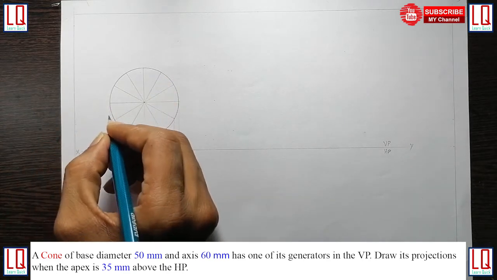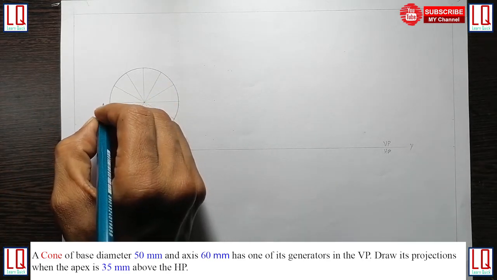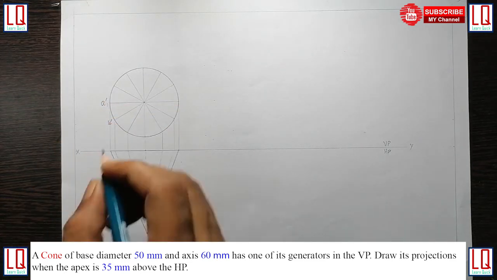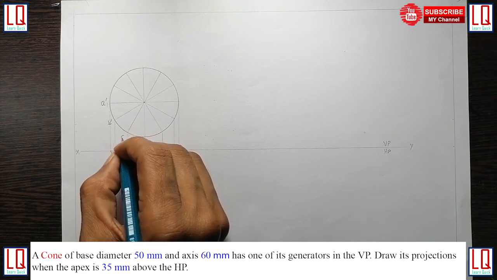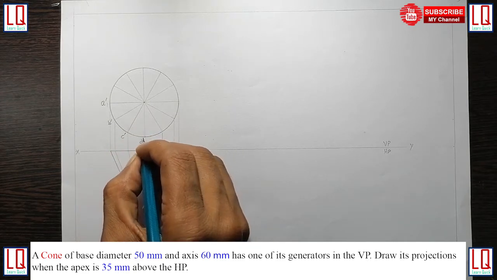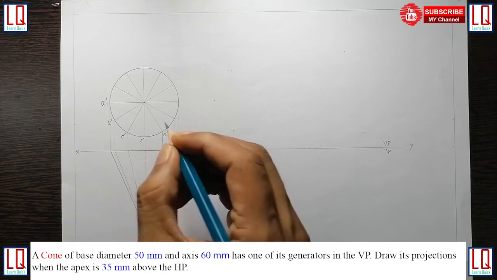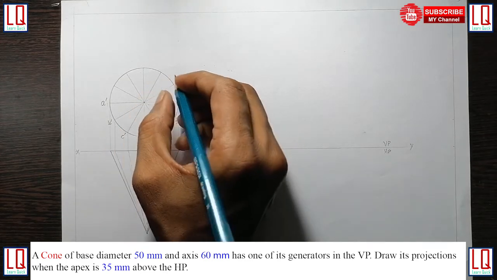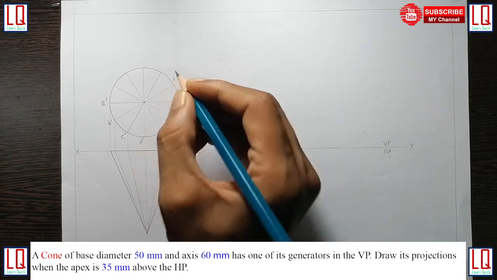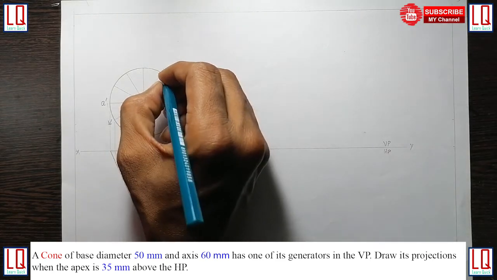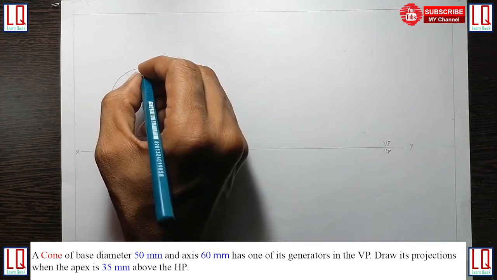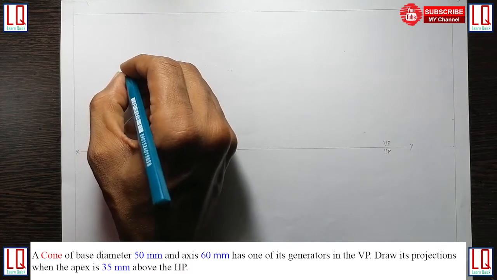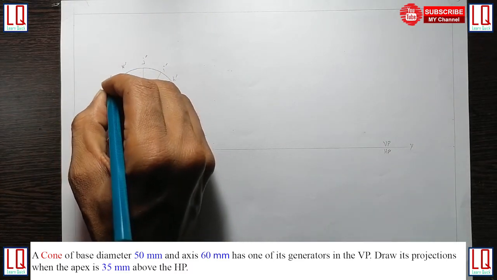Since this is the front view of the cone, it's going to be A dash, B dash, C dash, D dash, E dash, F dash, G dash, H dash, I dash, J dash, K dash and L dash.